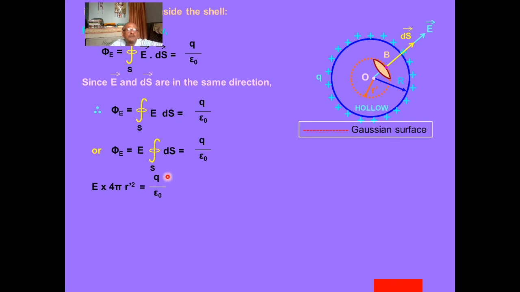But what will be the value of this q? Inside this Gaussian surface there is no charge. All the charges are on the surface of the hollow spherical cell. So the value of q is 0. So ultimately we can say the electric field inside the hollow spherical cell is 0. This property of the cell is used for electrostatic shielding.